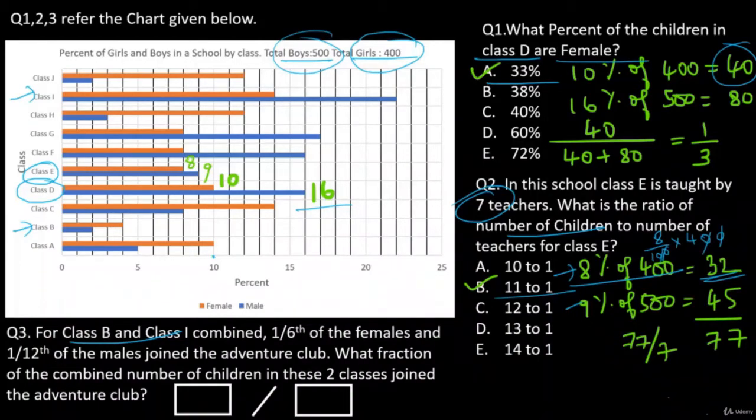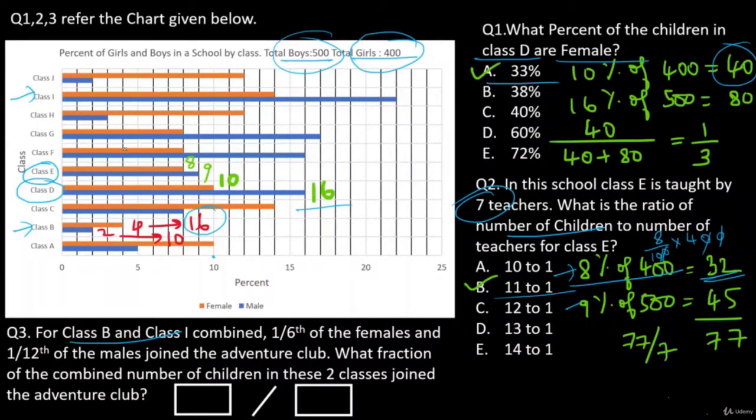So let's check the percentages. Over here this is 4% and this is 2%. Now let's note that and convert that into the actual number of kids. So 4% of 400. 1% of 400 will be 4. So 4% of 400 will be 16. So there are 16 girls in class B and you have 2% of males. So 1% of boys is 5. So 2% of boys is 2 into 5, which is 10. So there are 10 boys in class B.